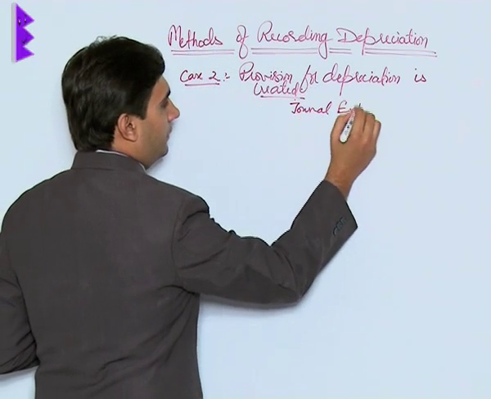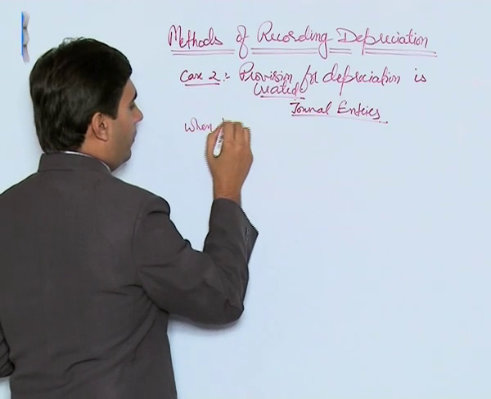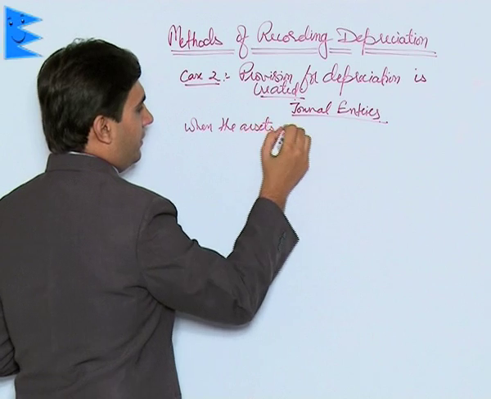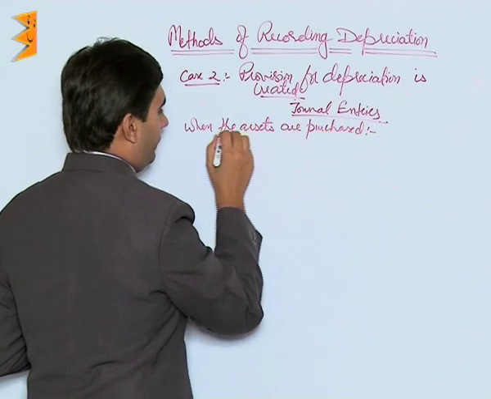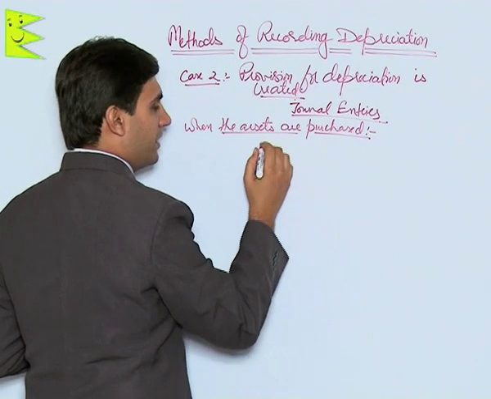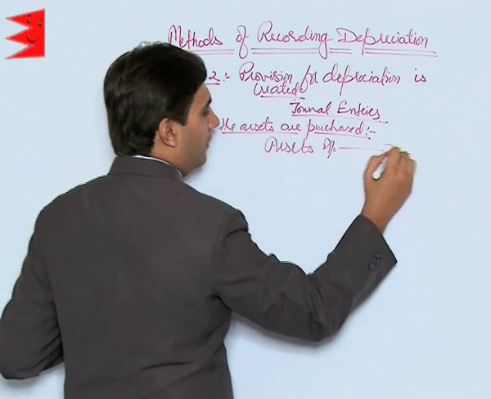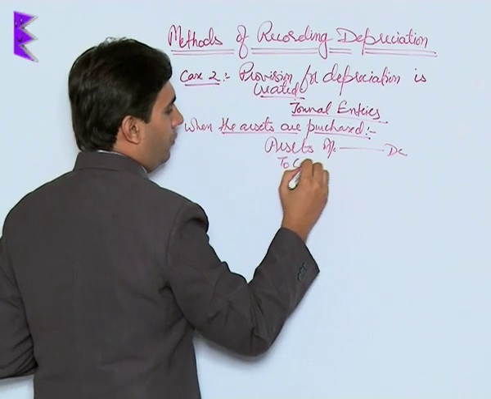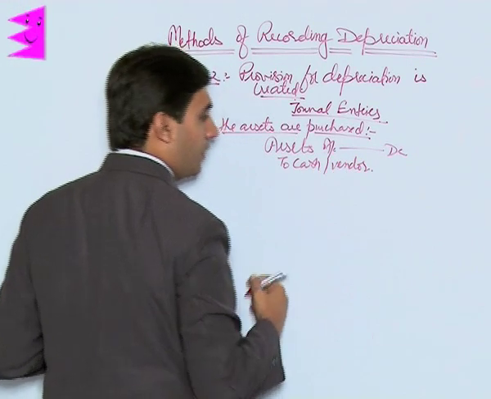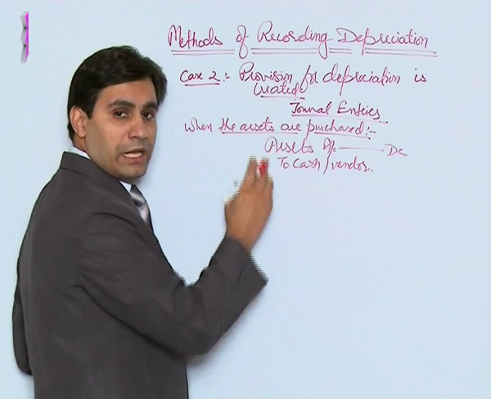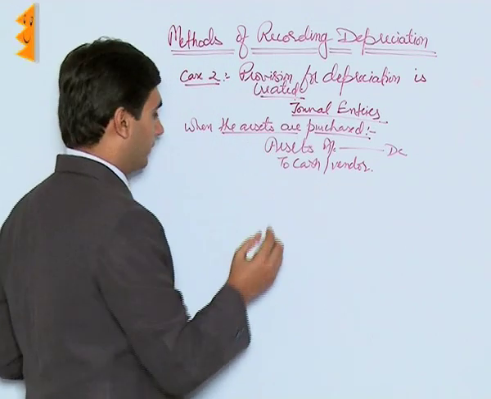Journal entries. Now students, when the assets are purchased, in case the assets are purchased, entry is assets account debited to cash to vendor, that is the seller. Assets are coming in, real account, debit what comes in, cash is going out, credit what goes out.